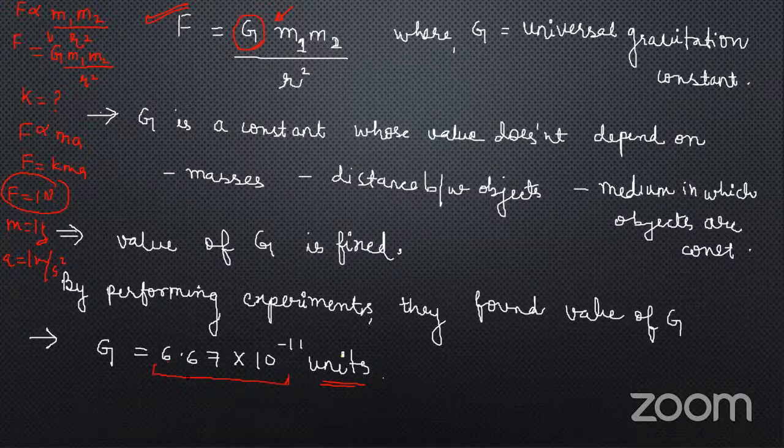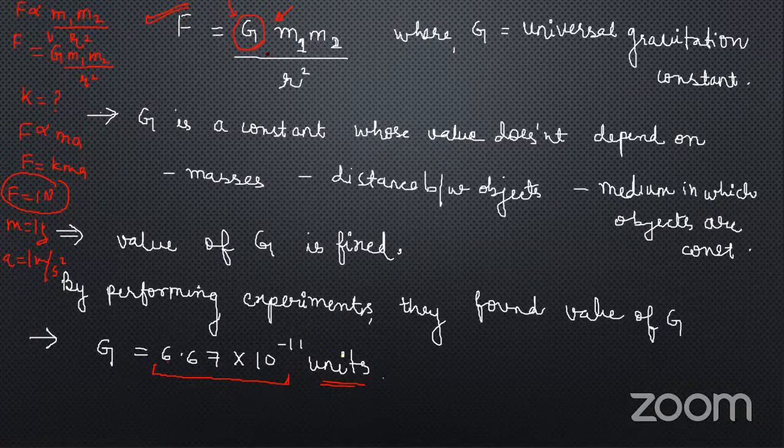So now we are fully prepared. We can easily calculate the value of force which exists between any two masses which are given to us, because the value of G we know, we also have the value of masses that would be given in the question, and the distance which exists between those two masses also will be given to us. So we can easily calculate the force of gravitation, the force of attraction which exists between them.